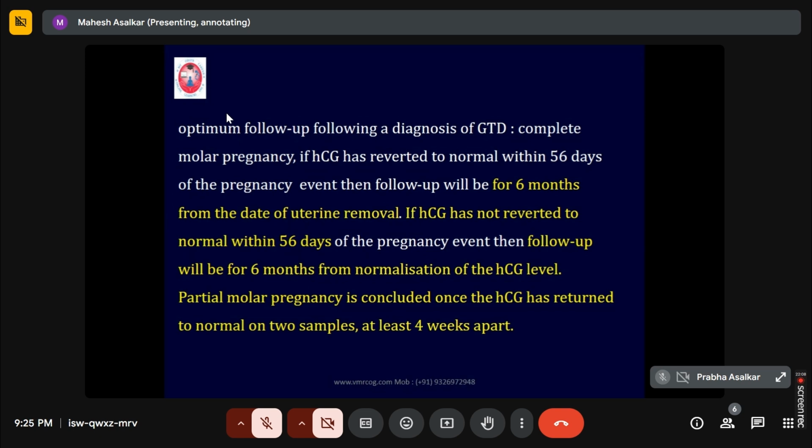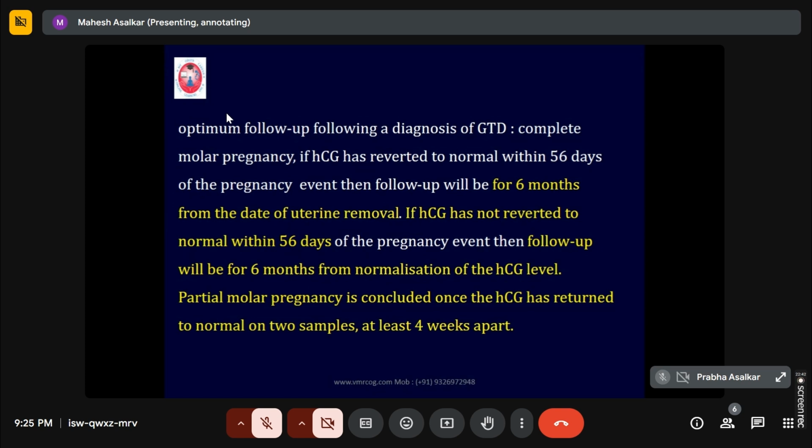What is the difference between the two? Can anyone tell me? If the HCG normalizes within 56 days, follow-up is done till 6 months from the date of evacuation. But if the HCG doesn't normalize within 56 days, then she should be followed up for 6 months from the date of normalization of HCG level. Correct. Here is the difference between the timing of follow-up depending upon the normalization of the HCG.